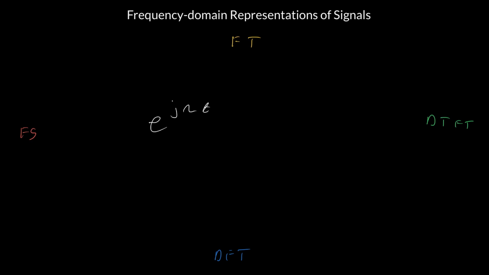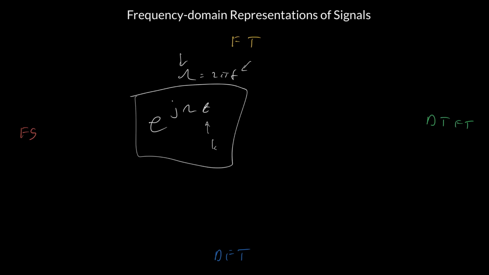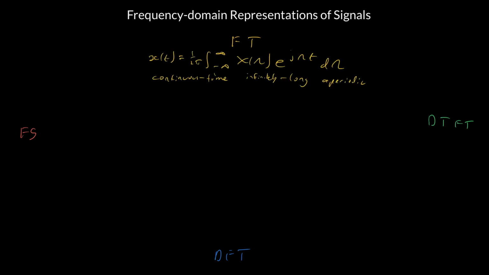Now, t can be discrete time or continuous time, but a frequency component is always of this form here. And of course, omega can be 2 pi f, angular frequency or frequency in hertz. Let's look at these 4 representations individually before discussing their similarities and differences.